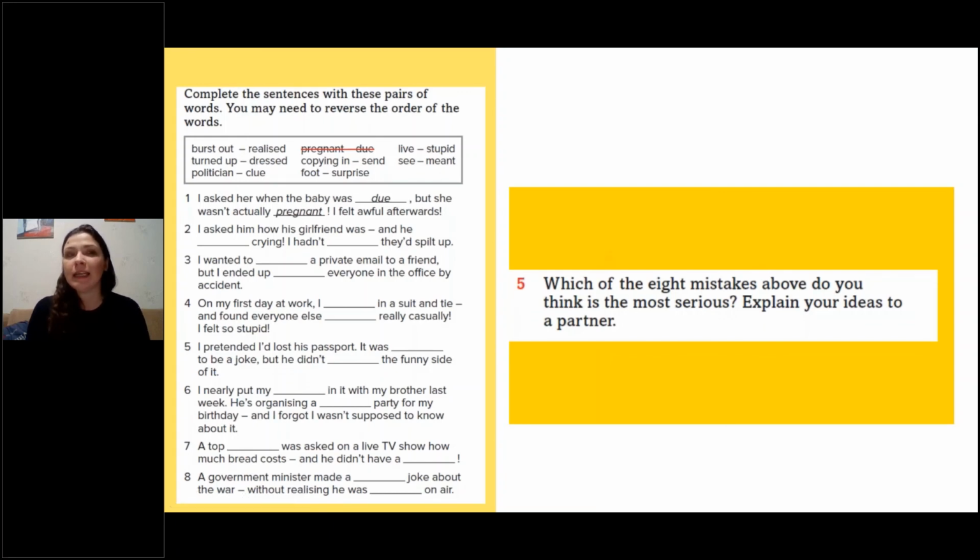So again, here for this exercise, what does the book suggest? It suggests to express your point of view. So you use the word, you find some collocations, you understand all the words. Now it's time for personalization. Which of the 8 mistakes above do you think is the most serious? Explain your ideas to a partner. What do you think? Will your students be eager to discuss this?